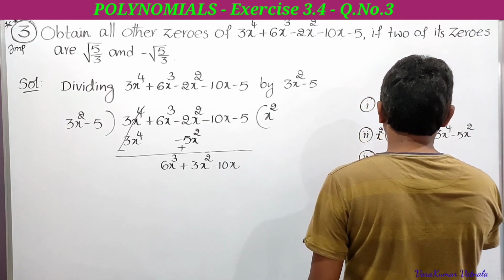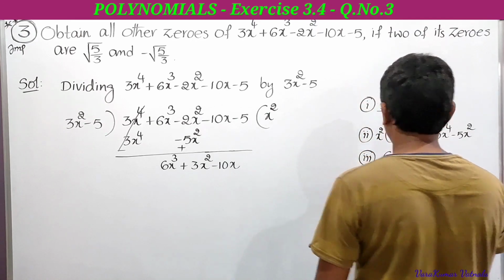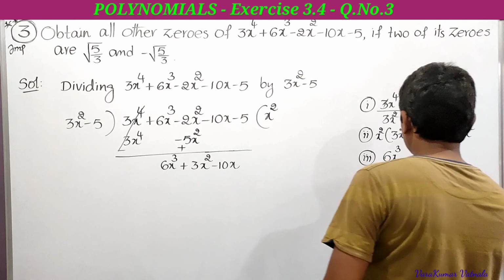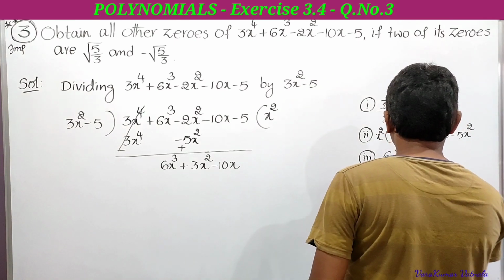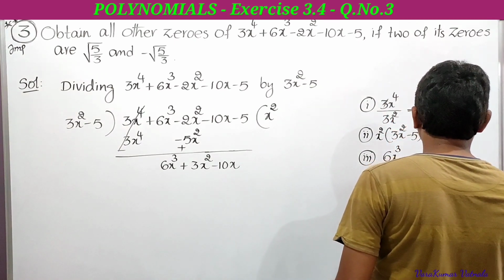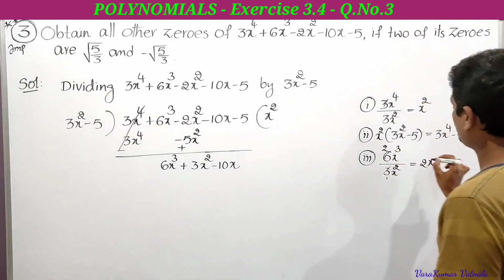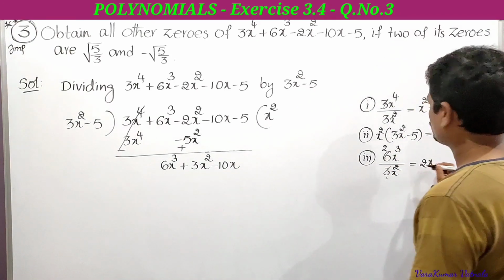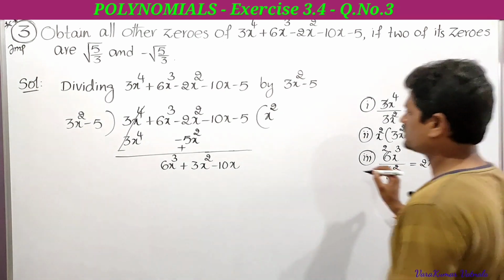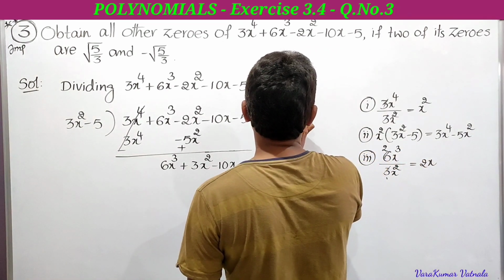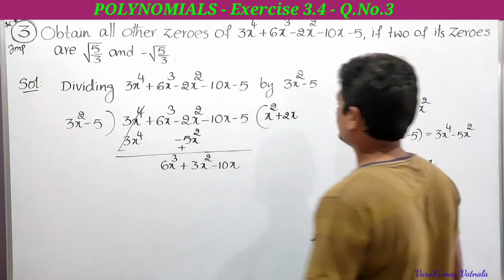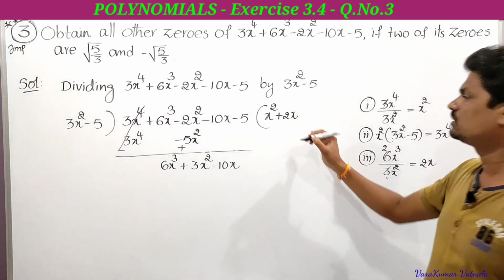6x cube divided by 3x square. So divide 3x square. We can get 2x. So x cube by x square is x. So we can get 2x. Write this 2x in the quotient area. So next multiply the divisor with 2x.